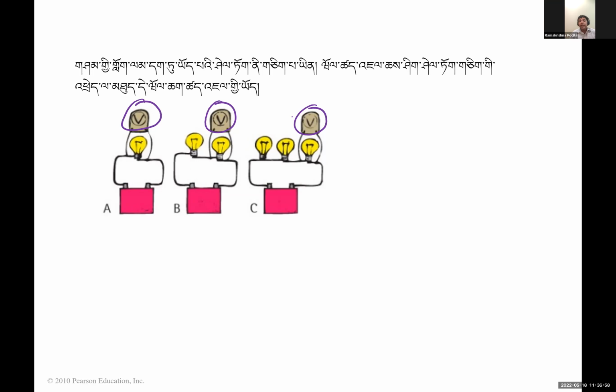So now in B and C, are the bulbs connected in series?